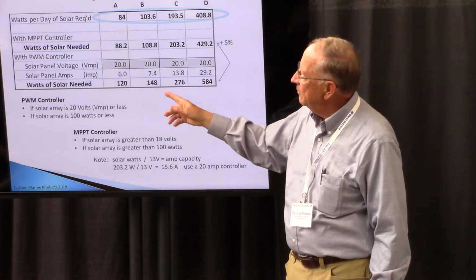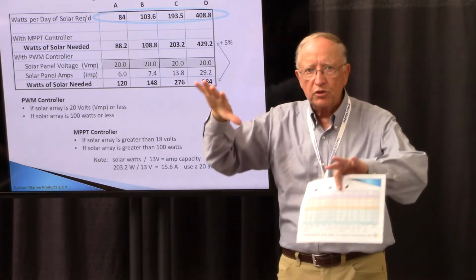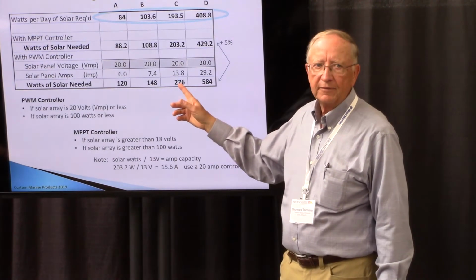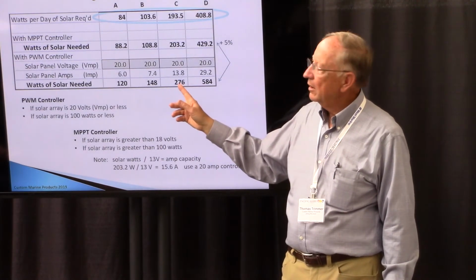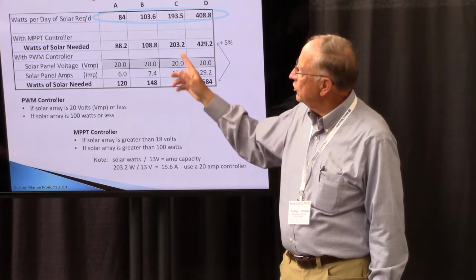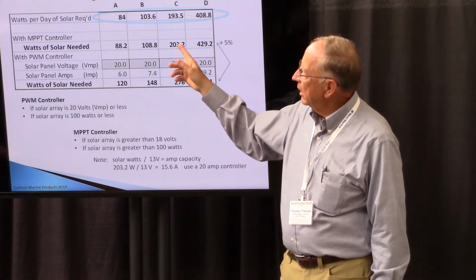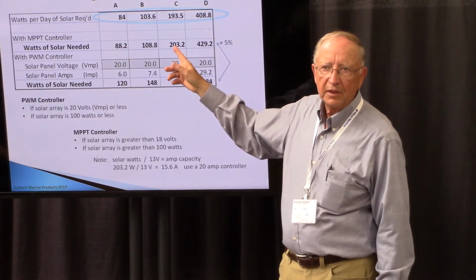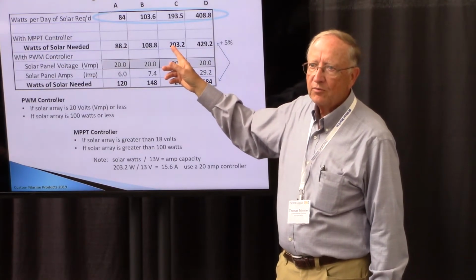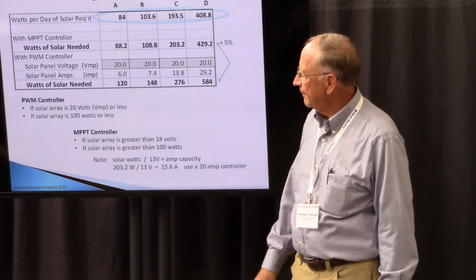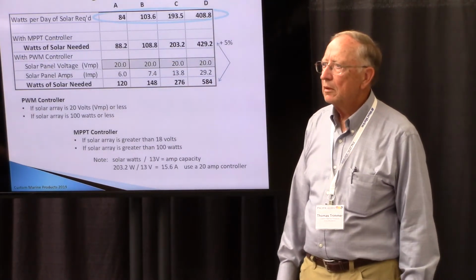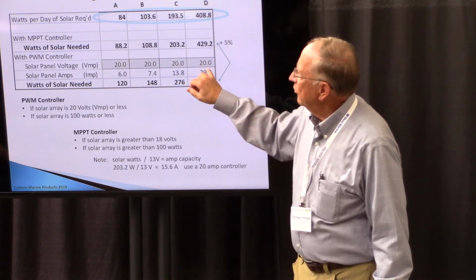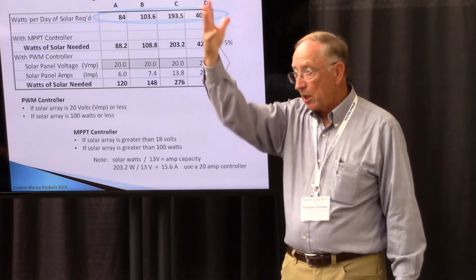But if I have a PWM controller that doesn't do the voltage up, amperage down, I need a larger panel. I need more watts. So this really shows me that the MPPT controller is going to let me get by with less wattage. That's the rated amperage coming off of the panel.